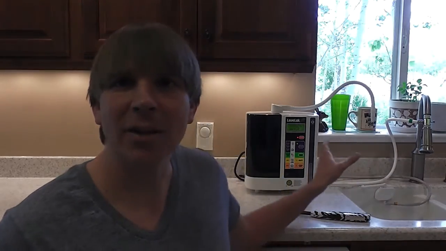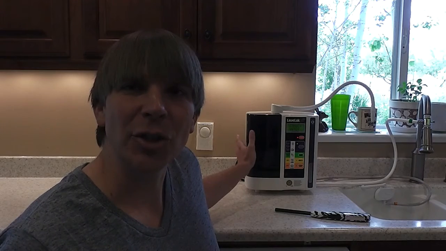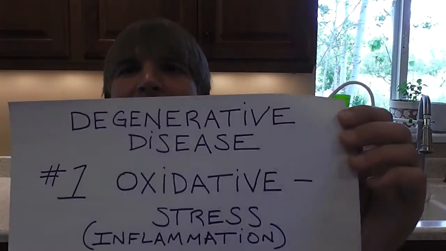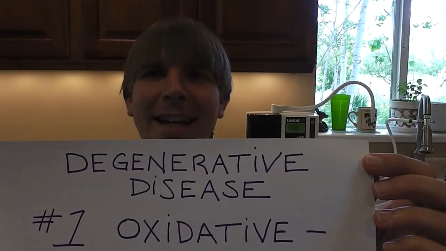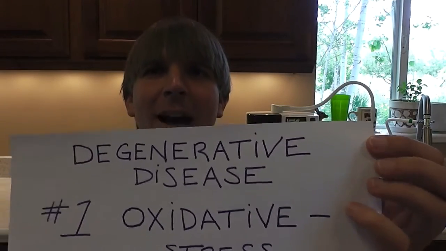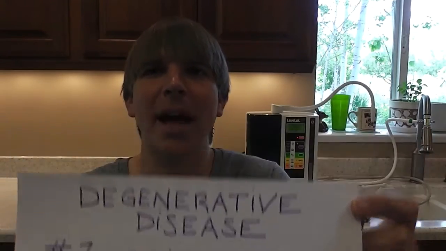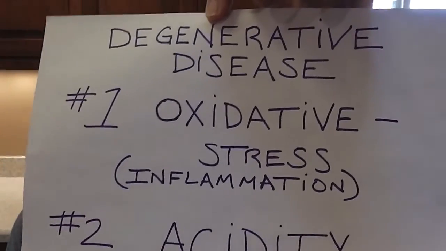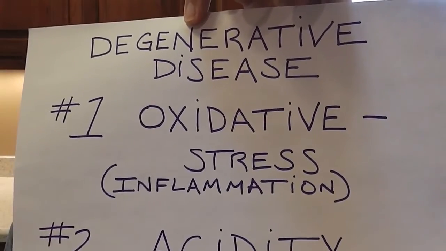And so that's how this came about, is that they figured out a way to capture that lightning bolt, put it in the machine so you can reproduce this water with the diatomic hydrogen in your home. So degenerative diseases, okay? That's like cancer, arthritis, fibromyalgia, diabetes. This is a fact. This is not a theory. It's a fact. All degenerative disease is caused by two things. Okay, number one is caused by oxidative stress or inflammation, which is exactly the same thing.